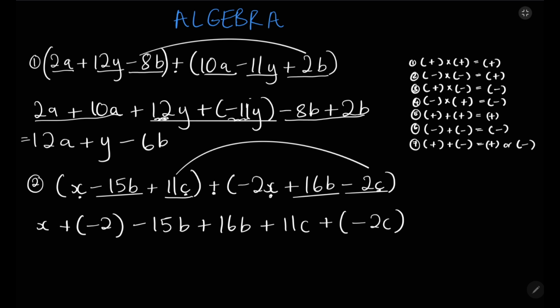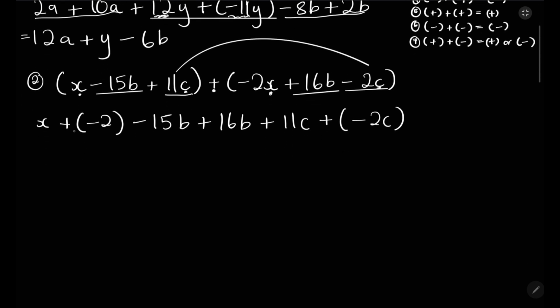Now let's add and subtract our like terms. This will be x plus negative 2x, excuse me. So we'll say 1 plus minus 2. 1 plus minus 2 is negative 1. So this is negative x. You don't have to write down that 1.